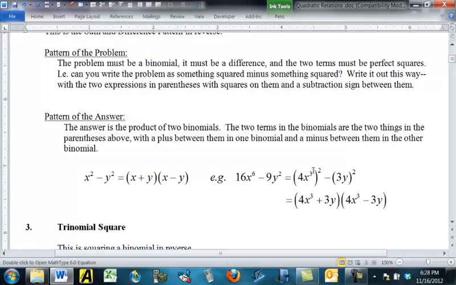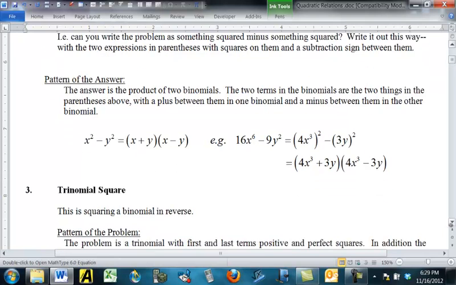So the question is, can you write it as parentheses squared minus parentheses squared with the right thing in the parentheses? And the answer is yes. 16 is 4 squared, x to the 6th is x to the 3rd squared. 9 is 3 squared, and y squared is, of course, y squared. So the first term is 4x cubed squared, and the second term is 3y squared, and we have a difference in the middle, so in fact it does fit the pattern of the problem. So the pattern of the answer is you simply bring the 4x cubed down, bring the 3y down, put it with a plus, and then repeat the same factor with a minus instead.